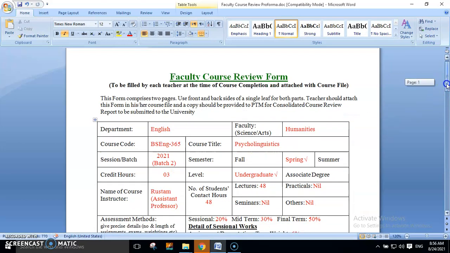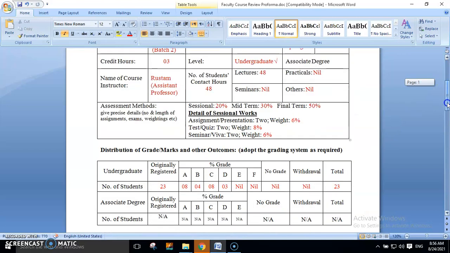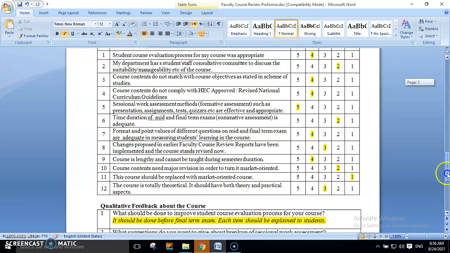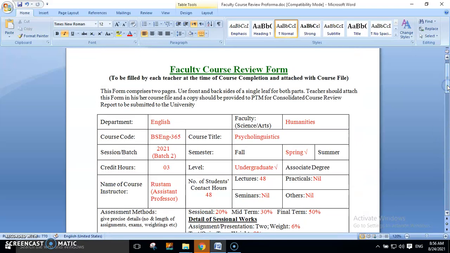Now, as you can see, this form comprises 2 pages. It is a filled up form. Filled up form means that I have provided my own information in order to guide PTMs who are new on how to fill it. So as you can see here, you have to mention the name of the department, and then faculty, whether science or humanities, course code BS English 365, course title psycholinguistics. This form will be provided to the teachers with these blanks. So this is a filled up form.